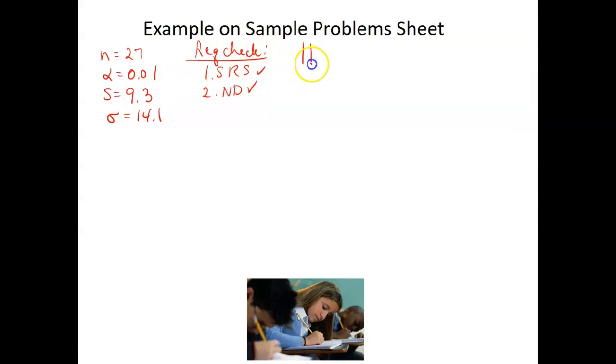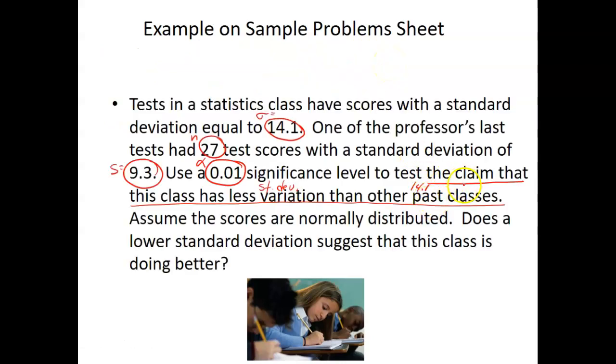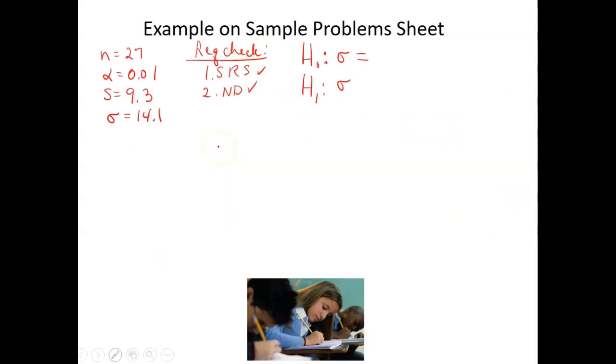So we're ready to set up our null and our alternative hypothesis. This one is about standard deviation, so we're going to use the sigma. The value from our claim is that it's less than the other past classes, which had a standard deviation of 14.1. So that's the value we're going to use. And less than indicates what we'll use for our alternative. So we'll have sigma less than 14.1 for the alternative. So this is going to be our claim here in the alternative hypothesis.